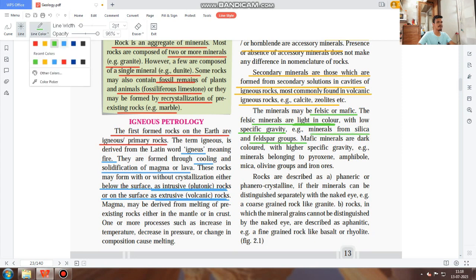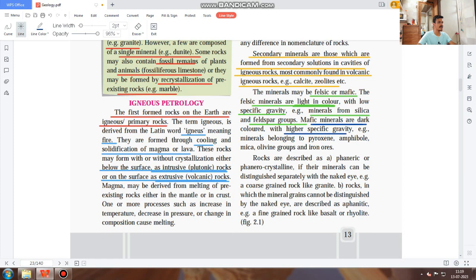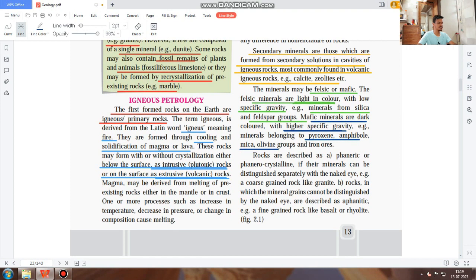Next is mafic minerals. Mafic minerals are what? Dark minerals. They are dark in color, with high specific gravity. So that is the difference between these. Examples are pyroxene, amphibole, mica, olivine. So examples of both are given along with their description, so you have to remember that.